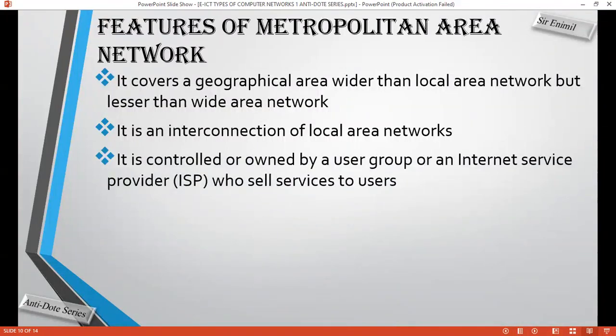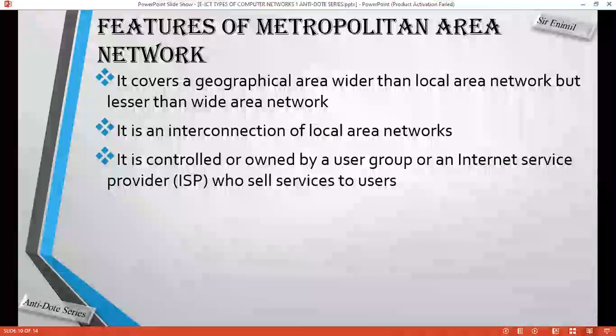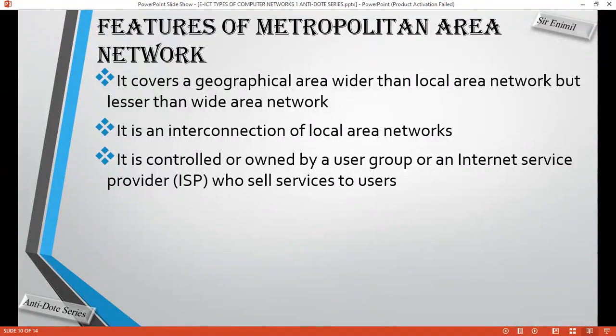Now, it is controlled or owned by a user group or an internet service provider who sells services to users. So to form a metropolitan area network, you need your ISP to come in because you are covering an entire city or town, which is not an easy thing to do because of the setup. You have to lay cables, you have to get good devices and all that, ensuring the connection. So it is not owned by only the organization, but your ISPs have to come in. You co-share it, and you pay them to maintain certain things while keeping your data and having your organization move on.